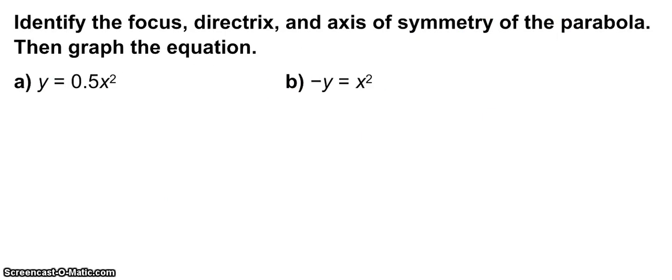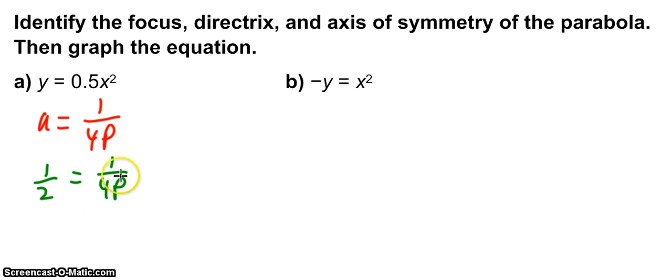Alright, so let's try an example where we're given the equation and we want to find the focus and the directrix and all of that fun stuff. So here, if I look at a, I remember that a equals 1/4p in terms of the equation. In this case, a is 0.5. That's the same as 1/2 equals 1/4p. So I need to find p. So let's multiply both sides by 4p.